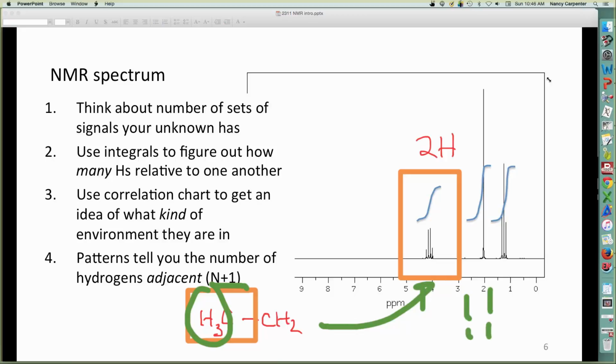Wow, that's a lot of information. And this guy a triplet? Well, that means if this is a 3 hydrogen signal, as in a methyl group, it must be next door to 2 hydrogens, because 2 plus 1 is 3. Well, just to tell you what this molecule is, since I'm sure you're dying to know, this is ethyl acetate.